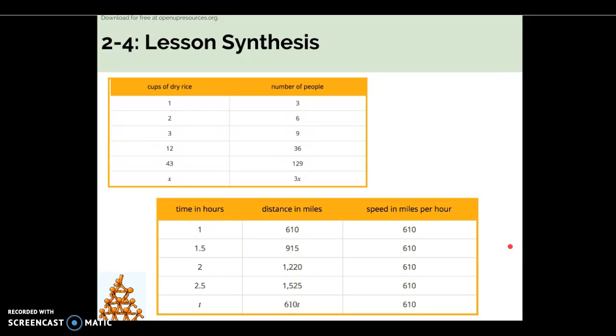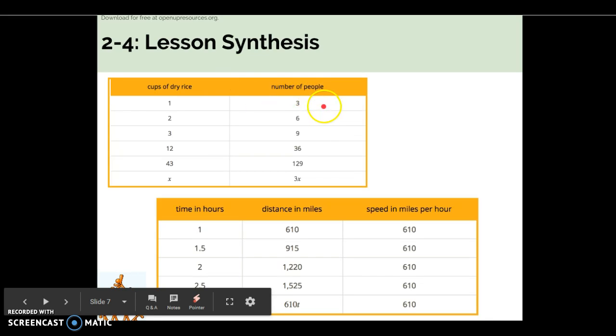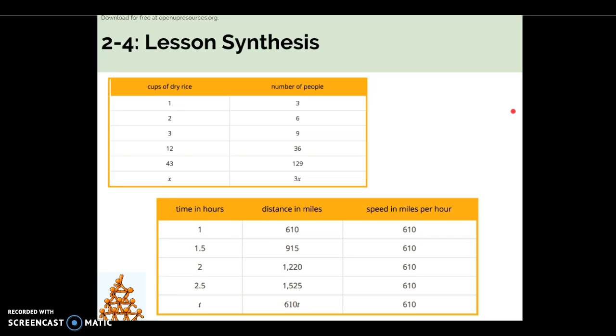Sorry guys. So hopefully when you got a few ideas for your rice, you were able to see that 1 cup of rice was equal to 3 people. And then talking about the actual distance for the airplane, in 1 hour it will travel 610 miles, and the speed per hour is then 610. It would be the same because this represents our constant of proportionality.